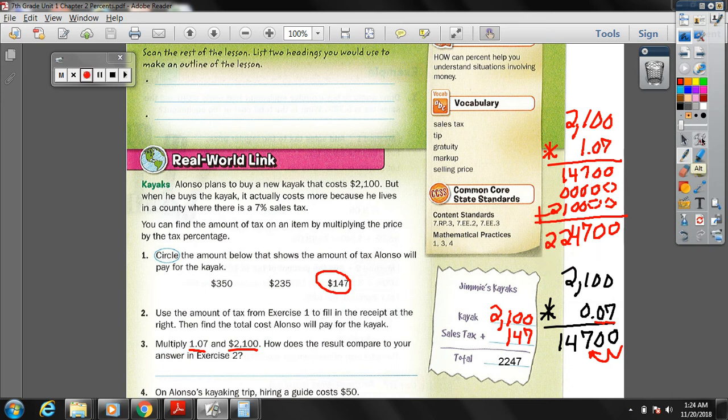We have two decimal place values. We move it in twice. And there's our decimal value. We get the same result. We get 2,247.